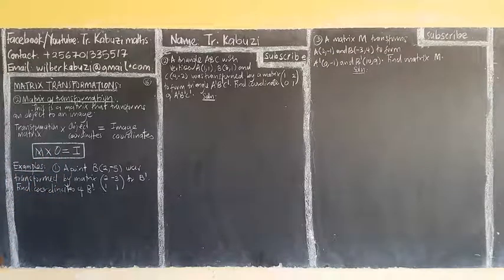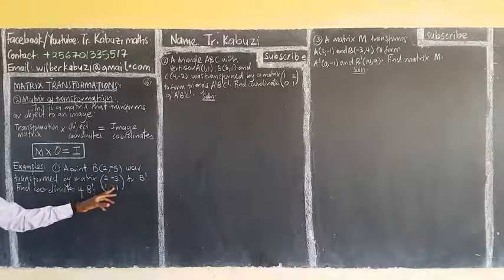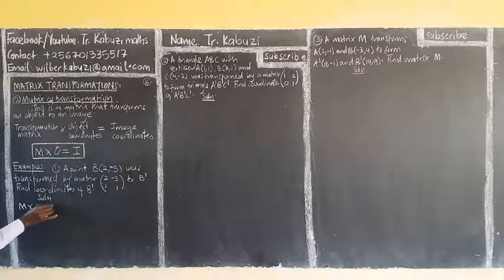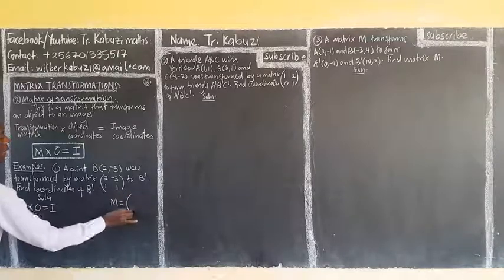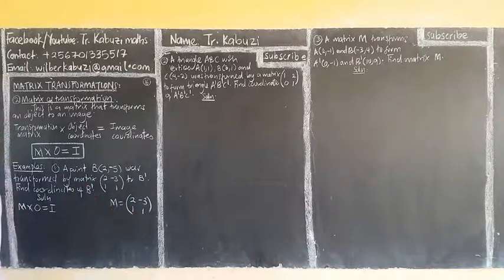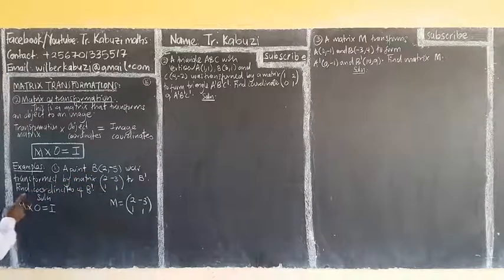So let us go through this question. A point B (2, -5) was transformed by a matrix [2, -3; 1, 1] to B prime. Find the coordinates of B. What do you know here? Our solution is we have a matrix of transformation. I know that always M times the object is equal to the image. From here, our M, the matrix, is [2, -3; 1, 1]. So I have this, and I also have its object. Now this is the object that was transformed by this to B prime.